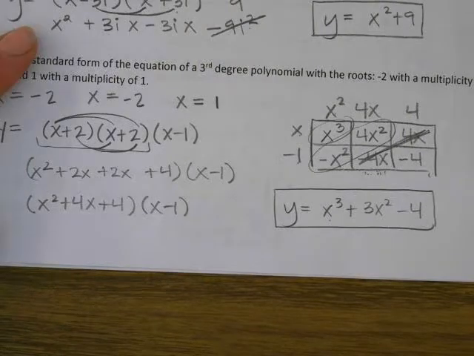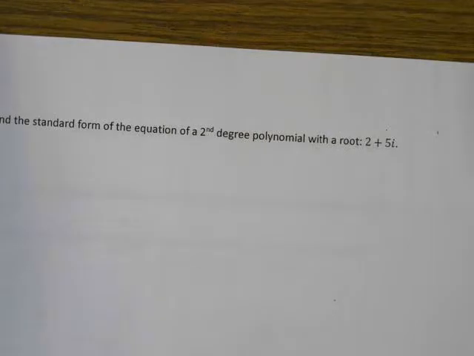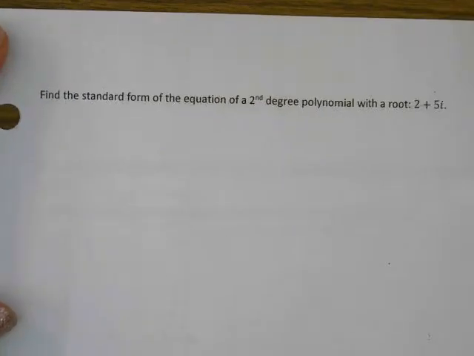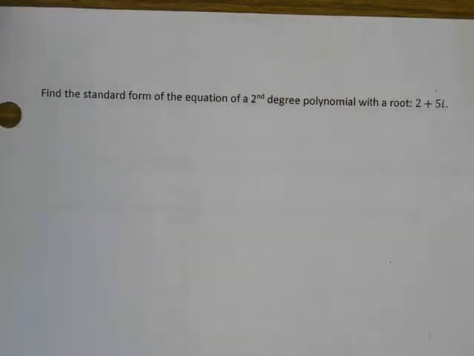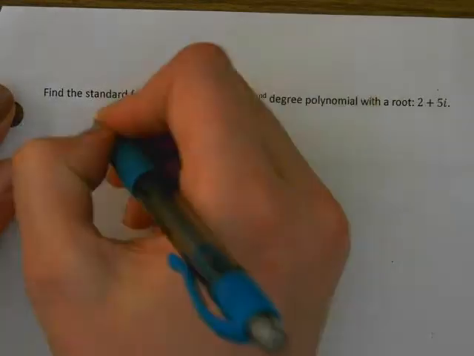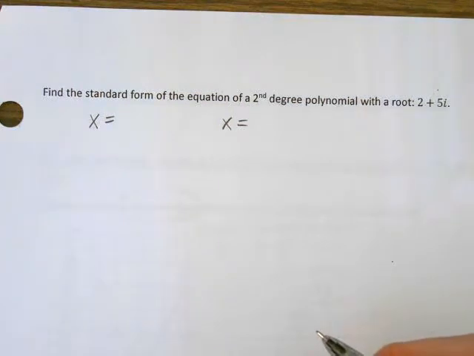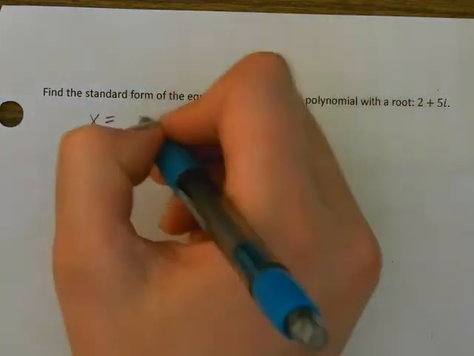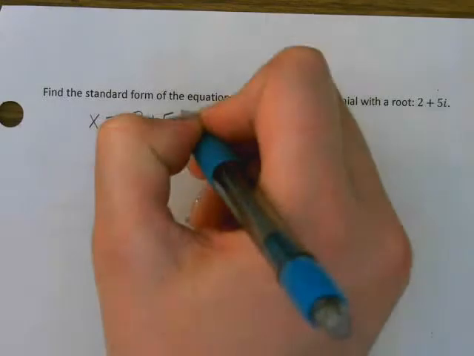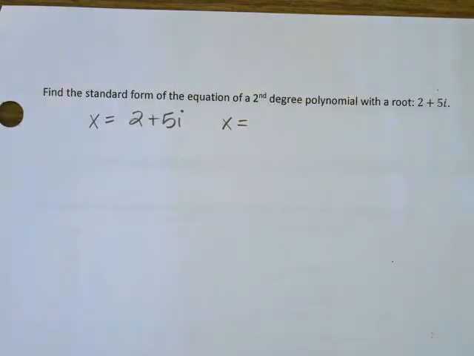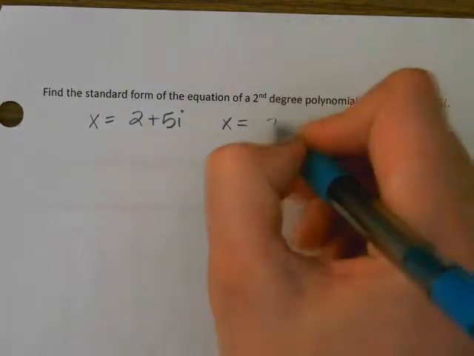All right, go ahead and flip the page over. All right, it says second degree polynomial. So how many times do I write x equals? Twice. X equals, x equals. All right. And it says we have a root of 2 plus 5i. And this is imaginary, so we know these come in pairs. So what's the other one? 2 minus 5i.